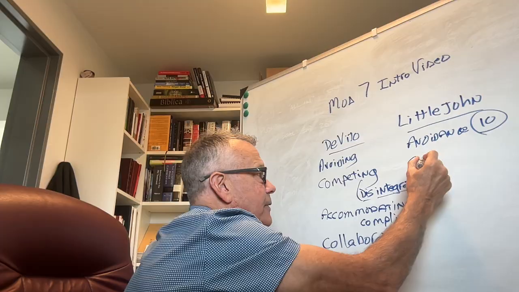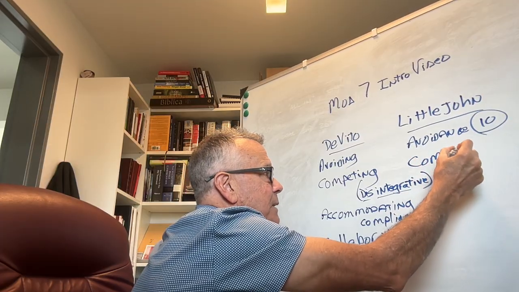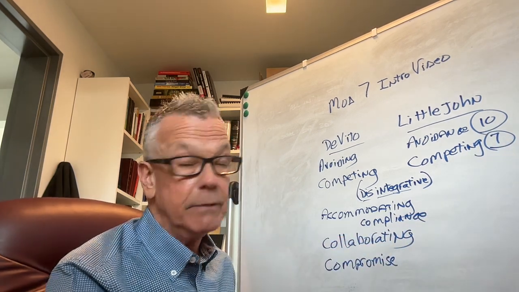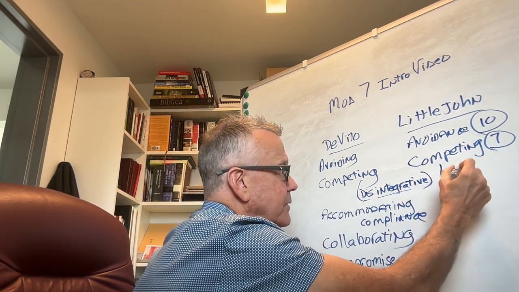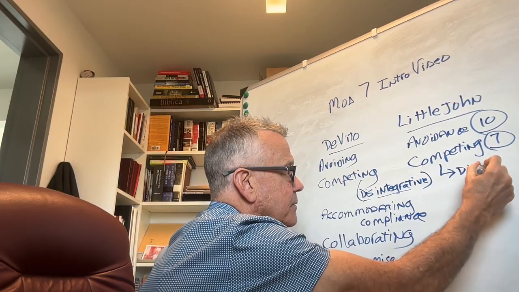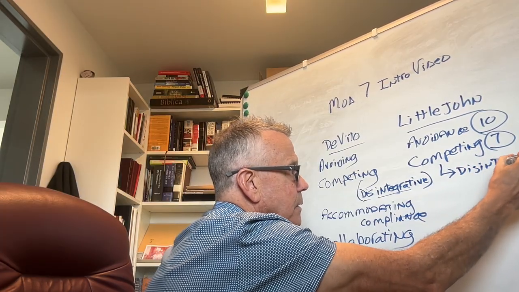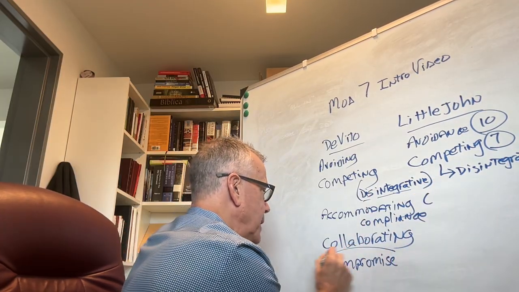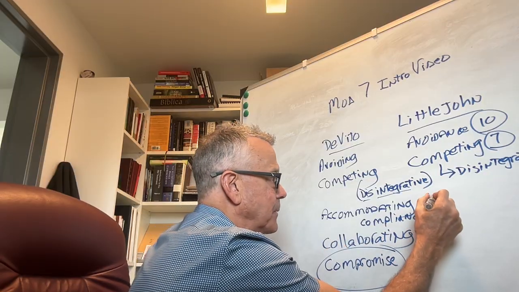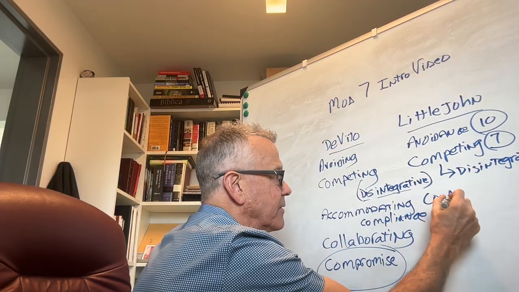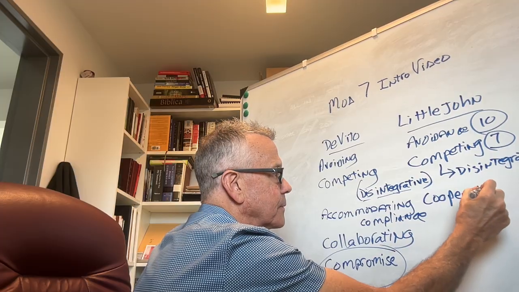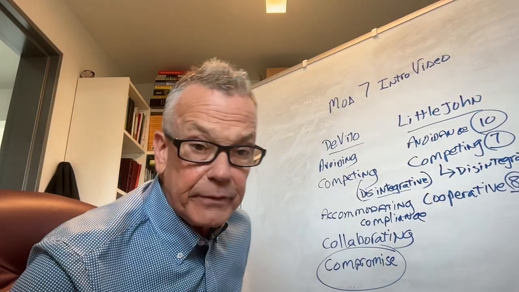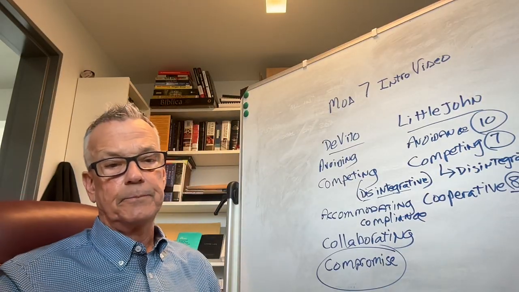Those are no good. There are 7 competing behaviors. Those are really not good. And again, these competing behaviors are called disintegrative behaviors. And then, this is the word I like. I like it better than compromise or even collaborating. There are 8 cooperative behaviors. These are the behaviors that are the best to use in conflict resolution.